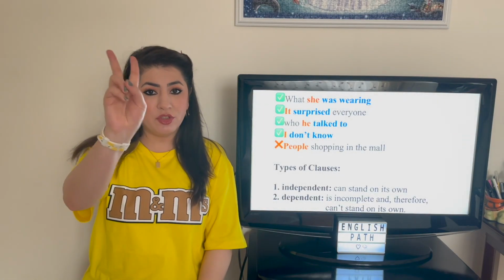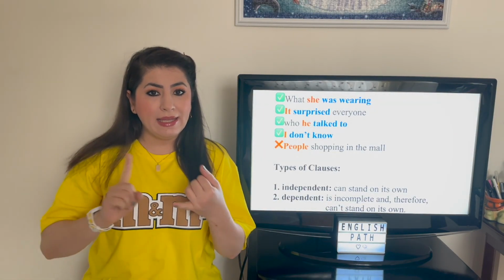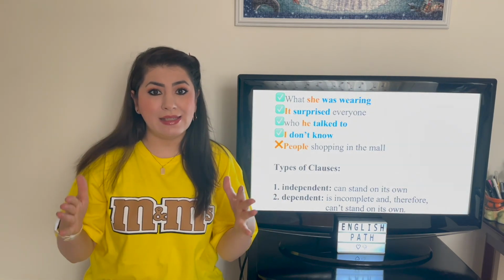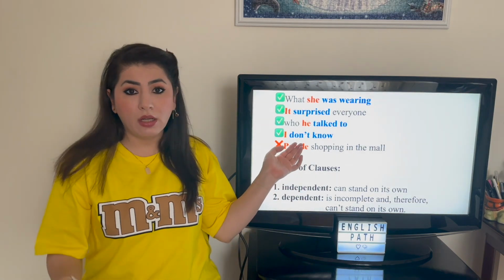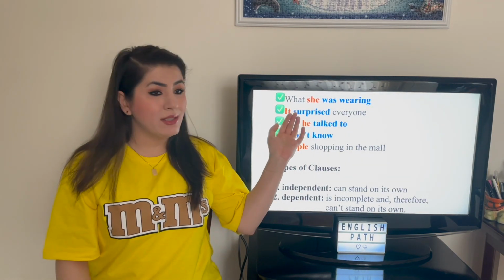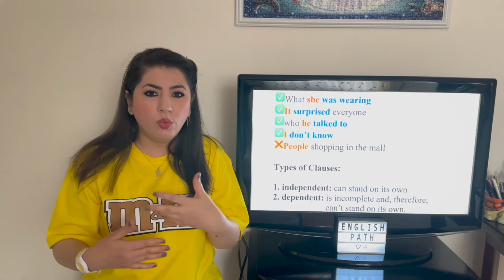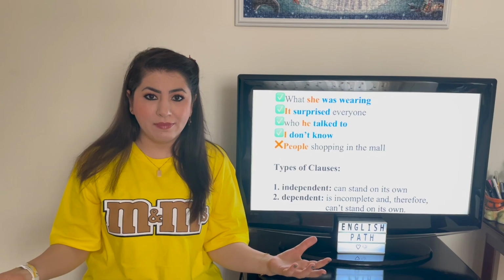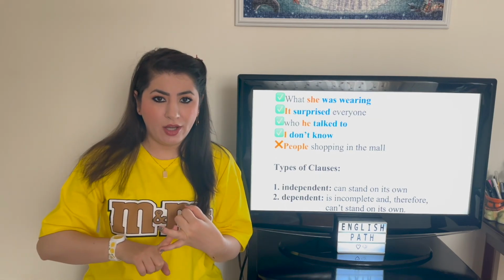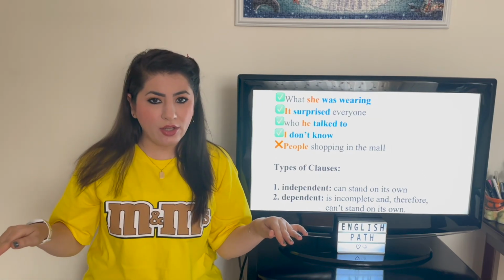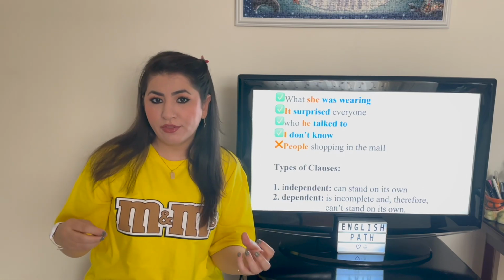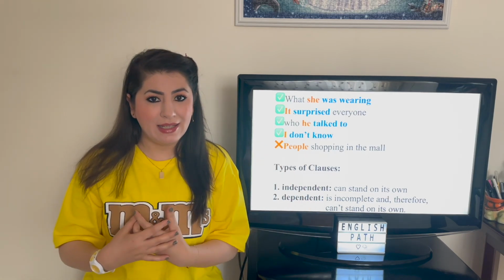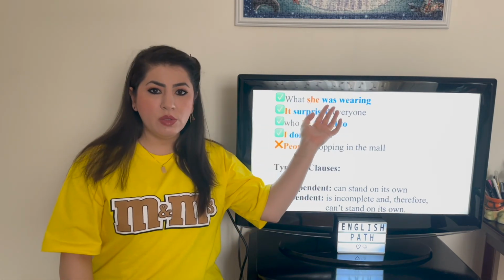In general, we have two types of clauses. One, independent clauses that are considered complete sentences and can stand on their own, like, I don't know, or it surprised everyone. You're not waiting for any more information to complete the sentence or the meaning. And two, dependent clauses. These cannot stand on their own and they need some more information to complete the meaning so that they can make a sentence together, like, what she was wearing.